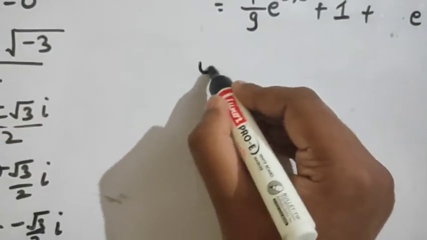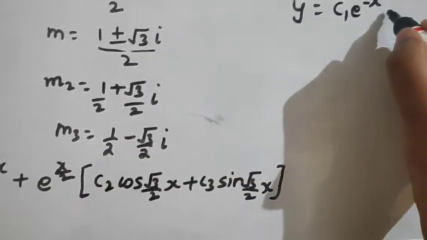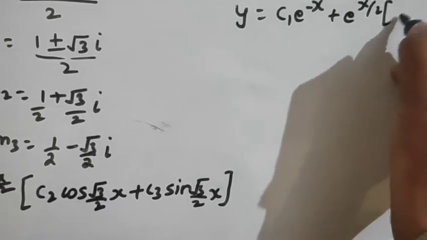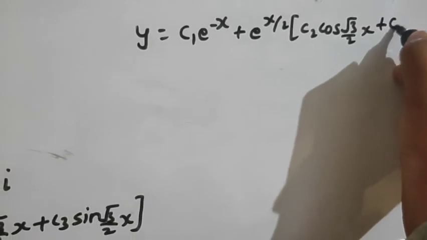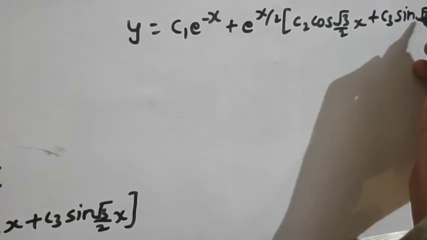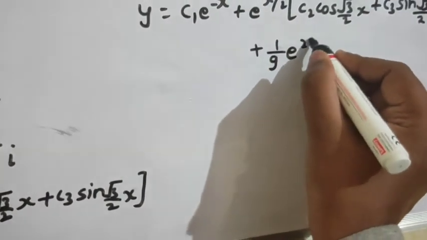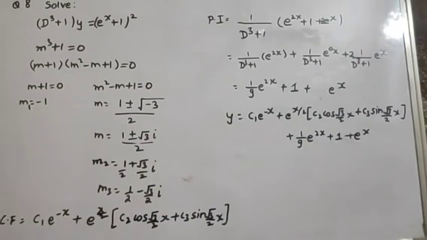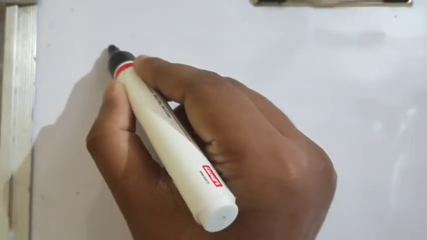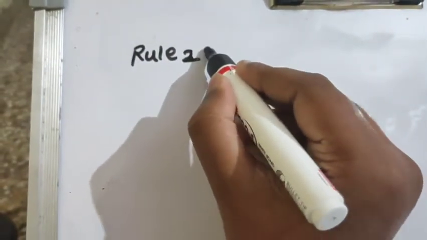So y equals CF plus PI. So c1 e power minus x plus e power x by 2, c2 cos root 3 by 2 x plus c3 sin root 3 by 2 x plus 1 by 9 e power 2x plus 1 plus e power x becomes your final answer.